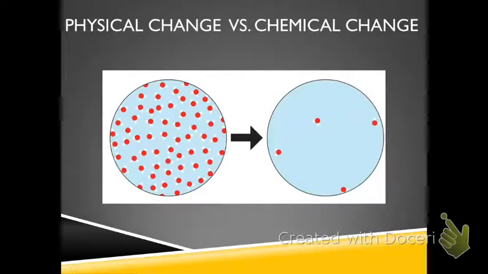Next one. Looking at the beginning and looking at the after. These look like water molecules to me. 2 H's and an O. And if I look over here, I still have 2 H's and an O. All that happened is it looks like they spaced out more.